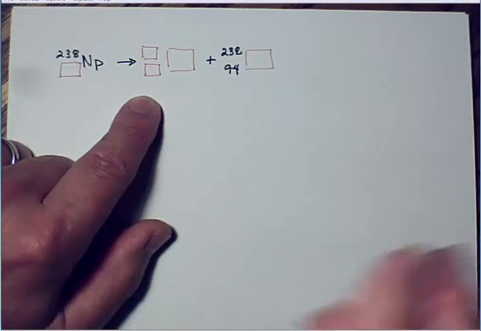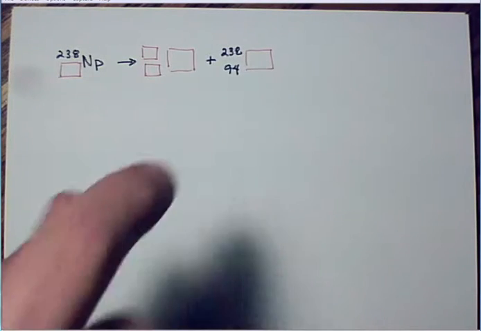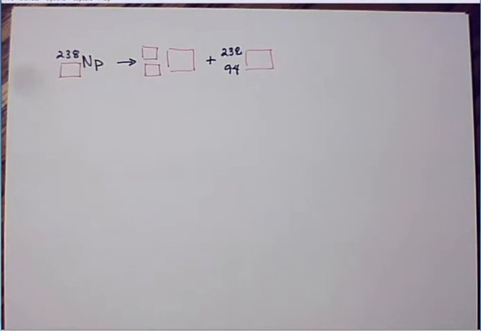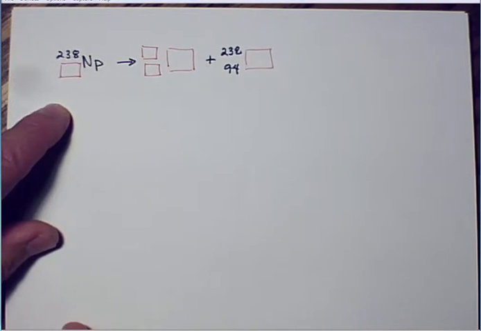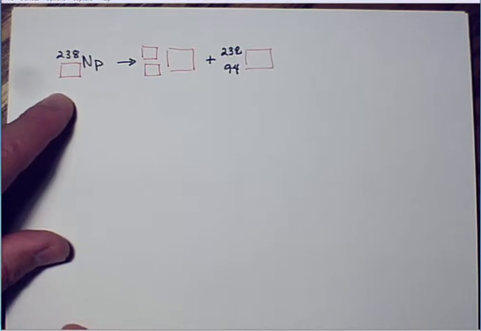So nuclear equations are the last thing that's on the test. For nuclear equations, all you got to do is figure out what goes in here. We did something like this the other day.